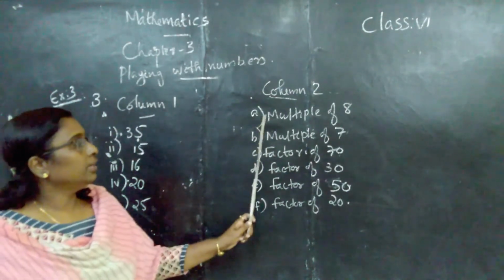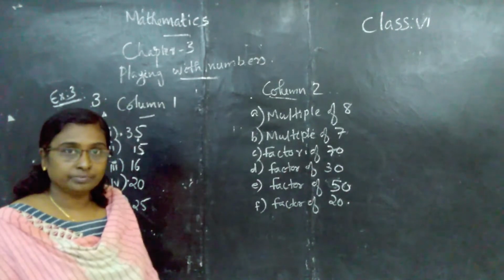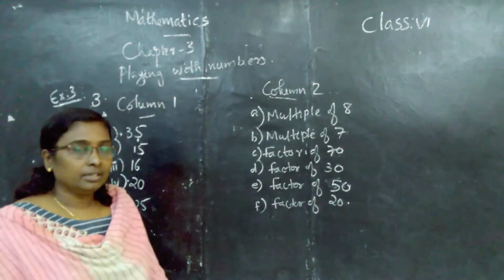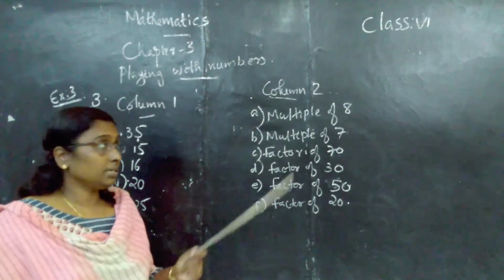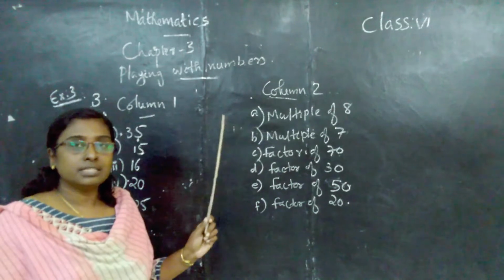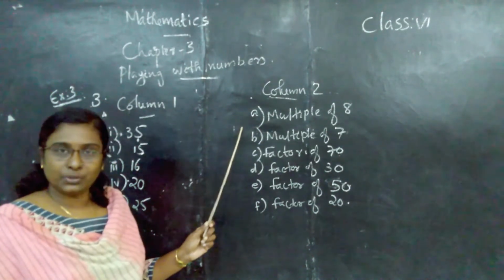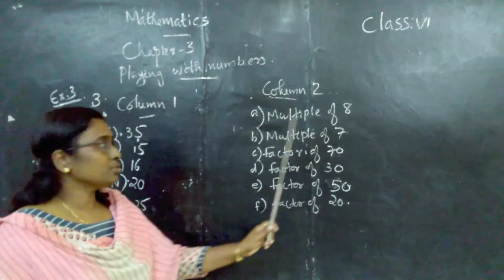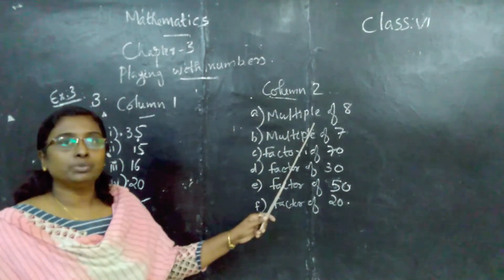Look here, multiple of 8. What are the multiples of 8? Multiplication table of 8. What are the multiples of 8? 8, 16, 24, 32, 40, etc. These are the multiples of 8. So, 35 is not a multiple of 8.